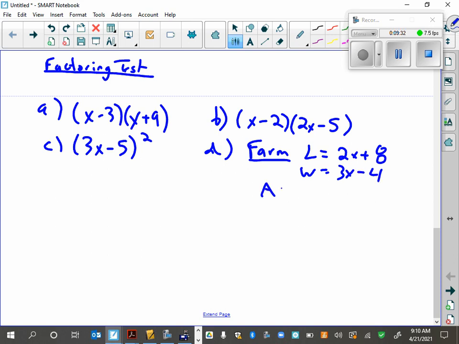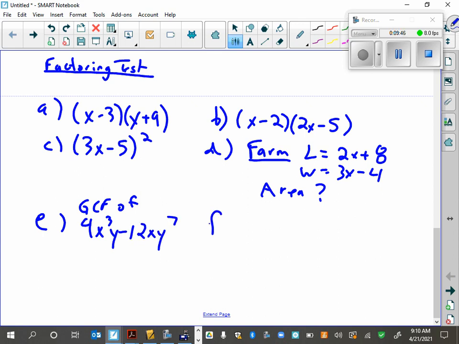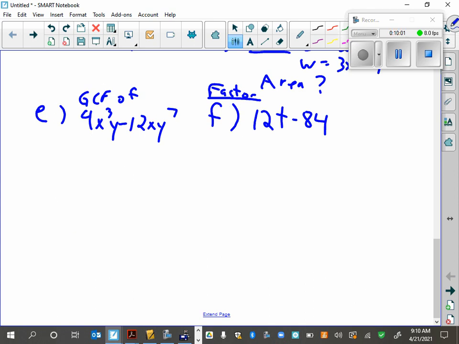What's the area, if that's the length and the width? And the GCF of 4x cubed y, subtract 12xy to the 7th. Factoring. Pause if you didn't get those down. I'm going to go to next.